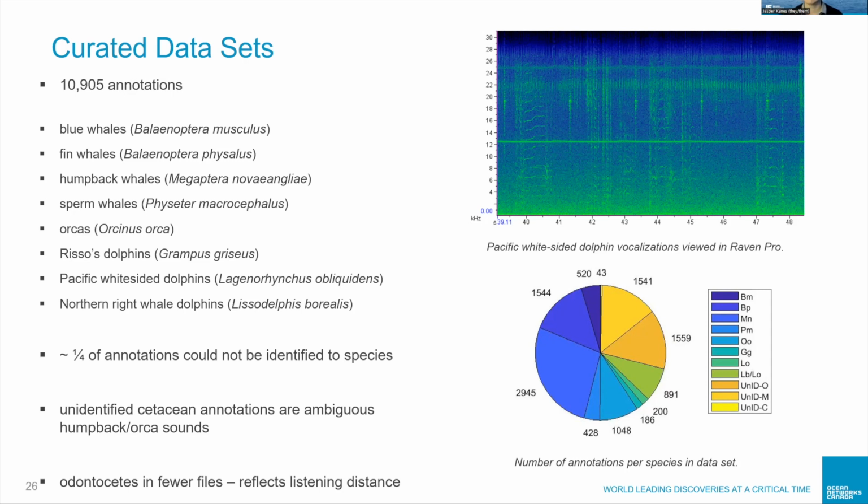But these annotations are still in the data set. They're identified as unidentified, and then the species that I think it might be, or several species that I think it might be. Three quarters of the data set I was sure about, so there's lots of annotations of specific species in this data set.